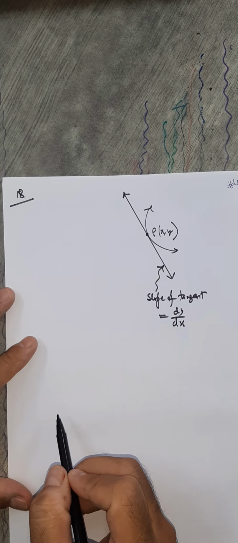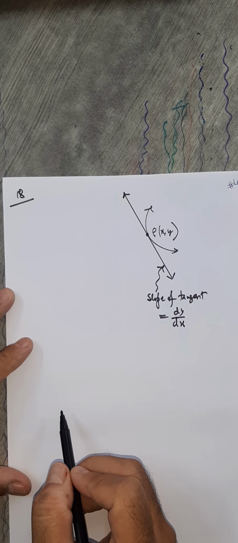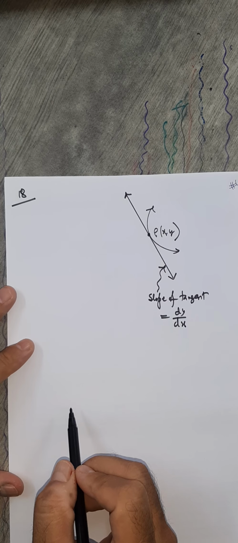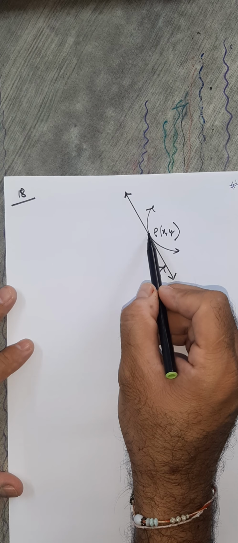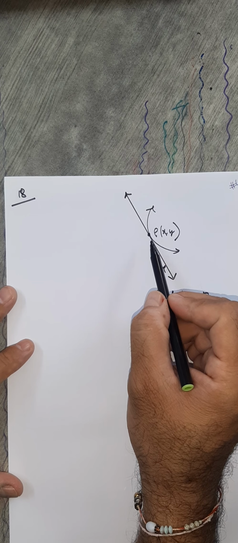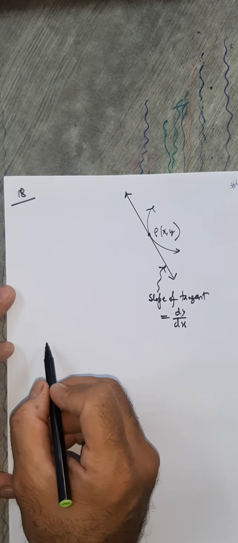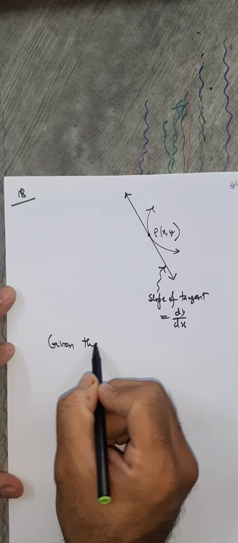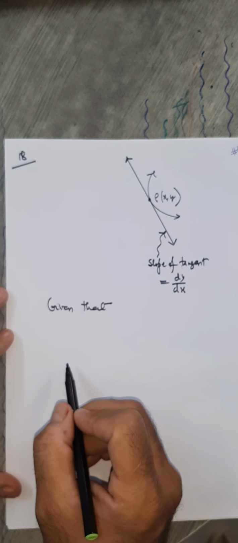Fine. Now here you are given that the slope of the tangent is twice the slope of the line segment joining the point of contact, and one more point, minus 4 comma 3, remember. So this is given to you. From this we will form the differential equation.